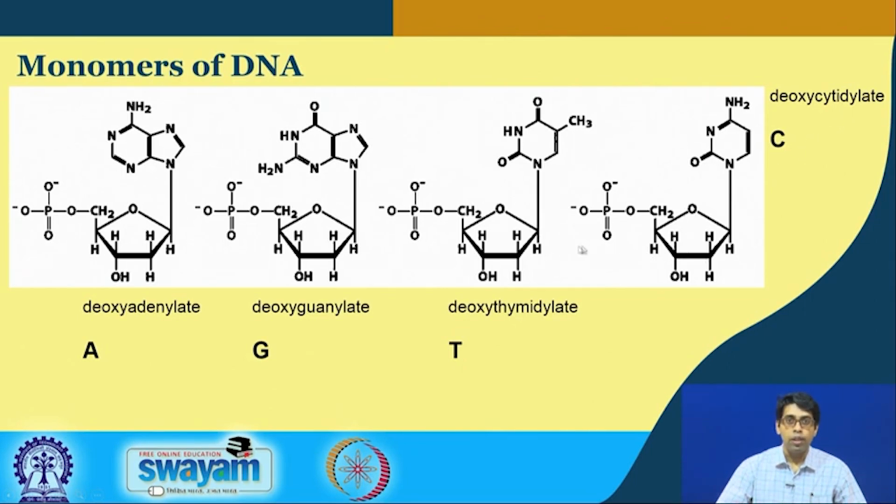If you see carefully, the sugar and the phosphate groups are exactly the same in all these 4 nucleotides. It is only the base which is attached at the first position of the sugar that is different. So, it is only the nitrogenous base that is different between all these 4 monomers.